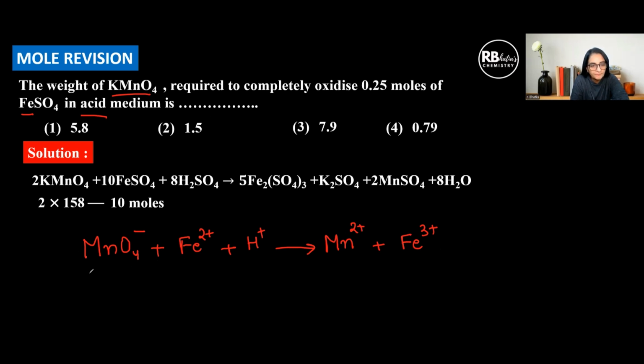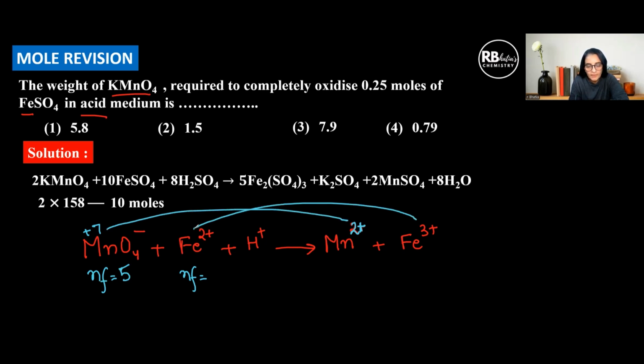We could simply calculate the n factor of each of these. What is n factor? The number of electrons lost or gained by a species during a redox change. So the n factor of permanganate ion is going to be 5, since 7 is changing to 2. And the n factor of ferrous is going to be 1, because ferrous is changing to ferric. One of the ways to balance equations is to put 1 here and 5 here. Crisscross the n factors, and you get the balanced equation. We don't even need the moles of HCl, because that's not what is asked, right?